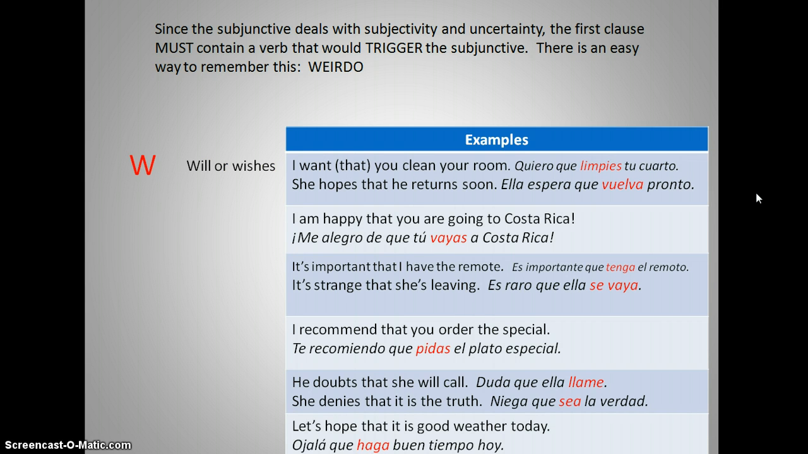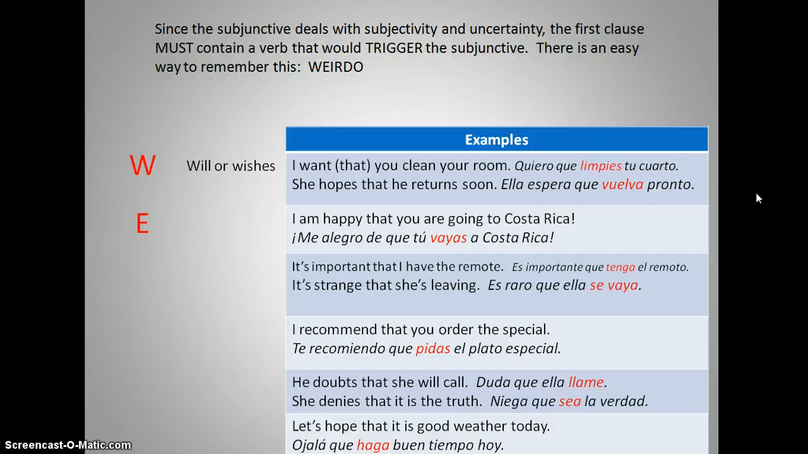The first one, I know, you're laughing. The first one is W, which is for will or wishes. And here are some examples. I want you to clean your room. Quiero que limpies tu cuarto. She hopes that he returns soon. Ella espera que vuelva pronto.